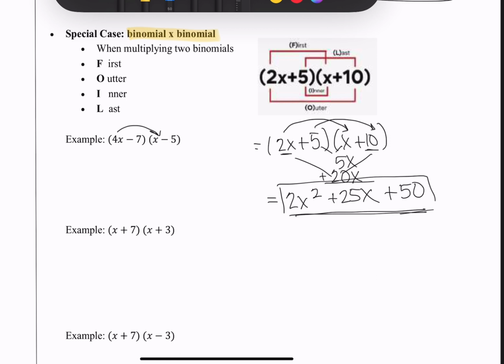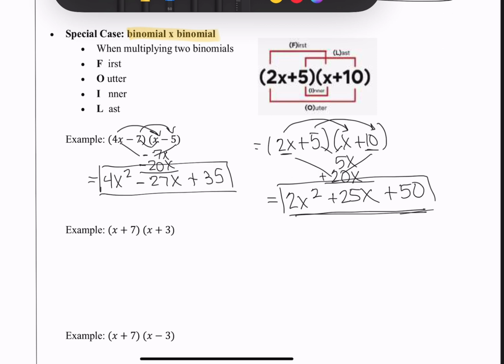Okay. First terms multiply to give us 4x squared. Now I'm going to go over to the outers, which gives me a negative 20x. Inners give me negative 7x. Add those together, I get negative 27x. And now distribute the last, so positive 35.